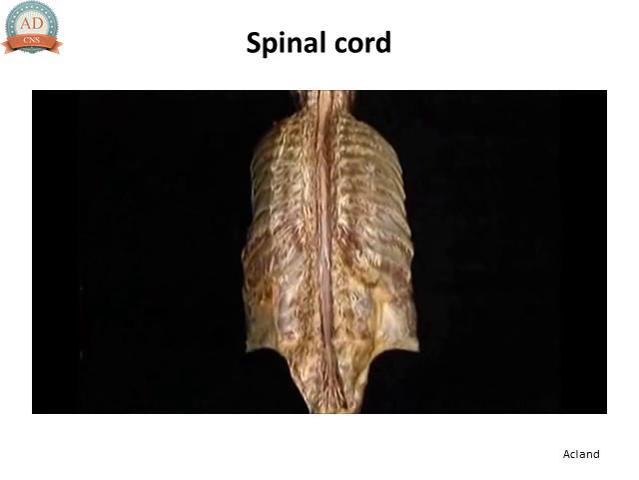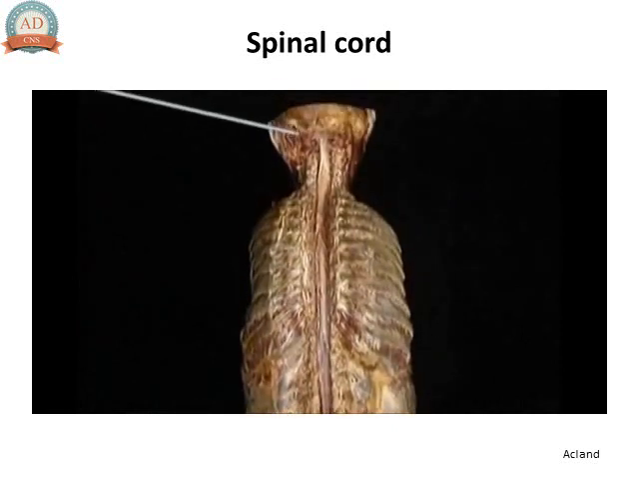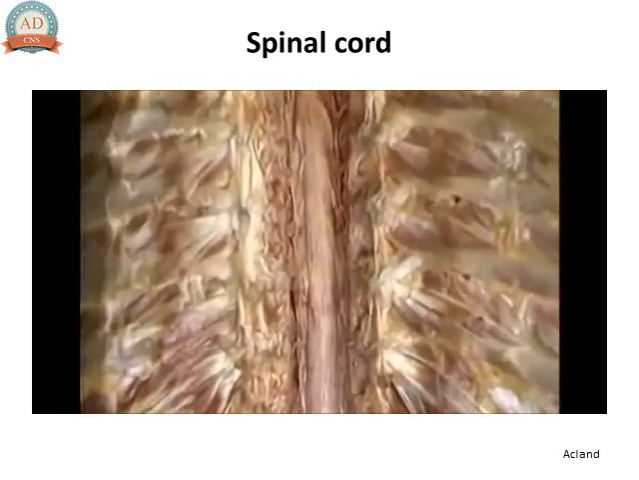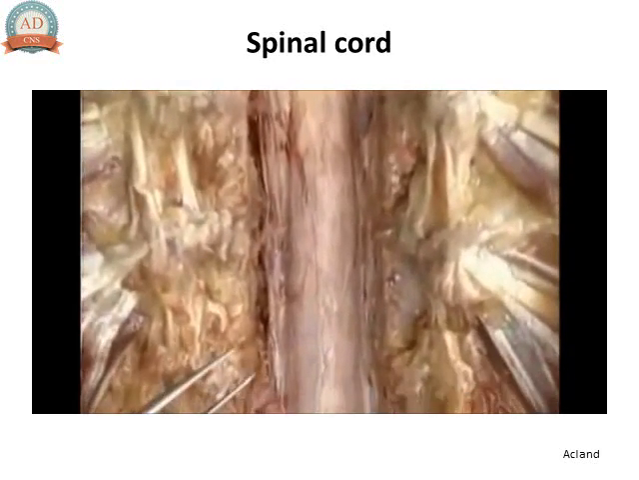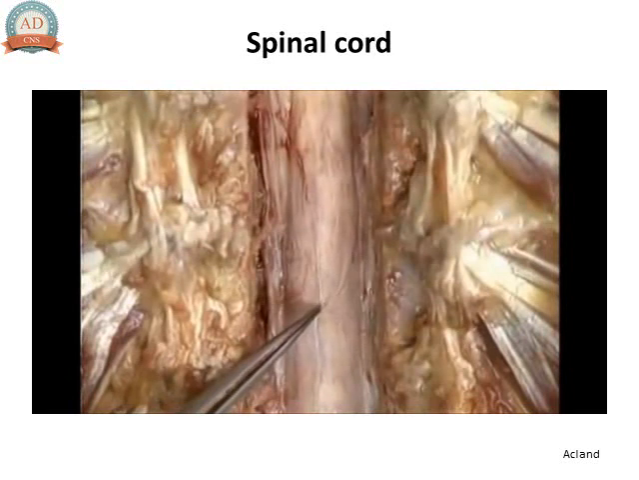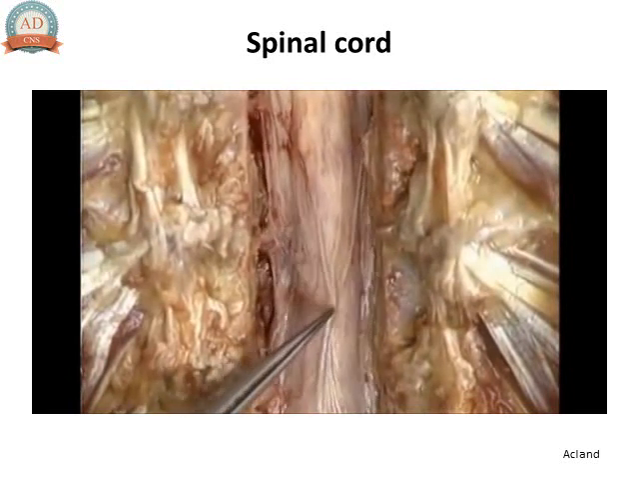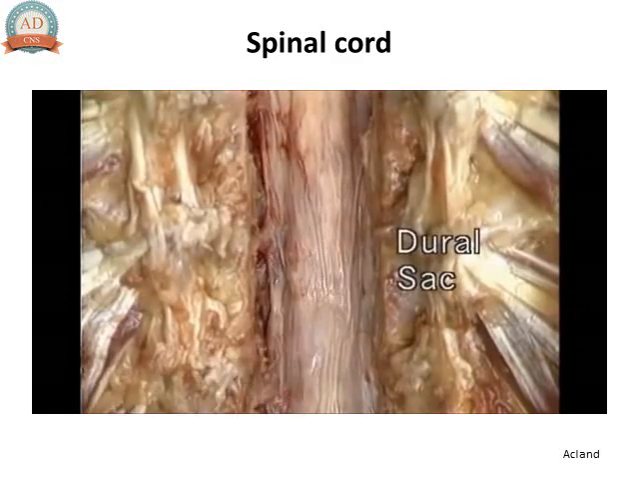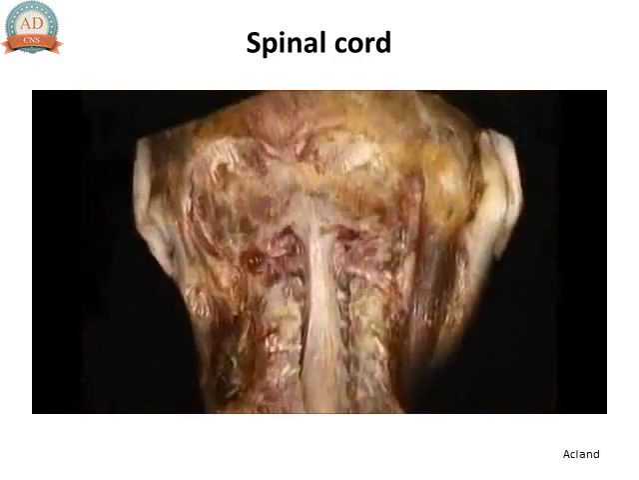Here's the sacrum. Here's the base of the skull. The tissues that occupy the epidural space have been removed to give us a clear look at the dura. This is the dura. The sleeve of dura is called the dural sac. It's open at the top end and closed at the bottom.